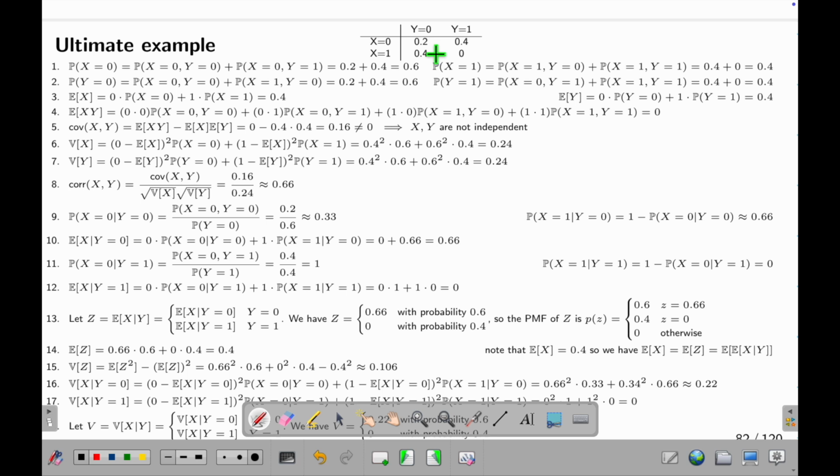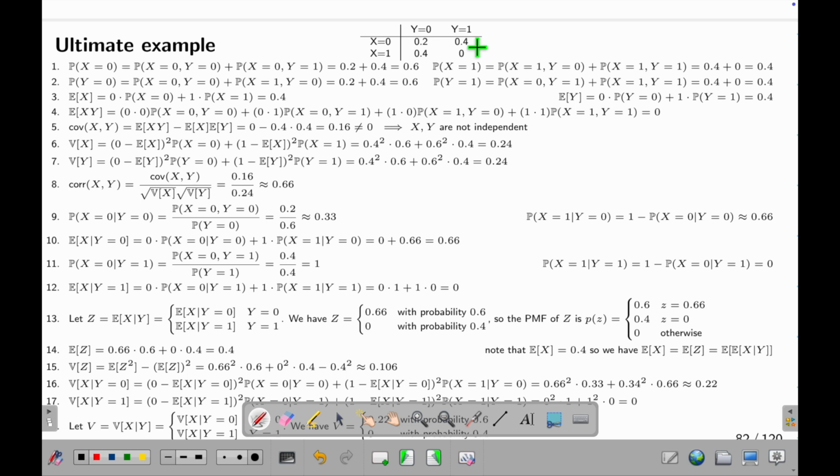Then what about the chance of seeing y is 1? The chance of seeing y is 1 means I don't care what is x. So I just care about this column, right? This number means y1, x0. This number means y1, x1. But I don't care about x, so I'll just sum these two numbers. So the chance of seeing y is 1 is 0.4.